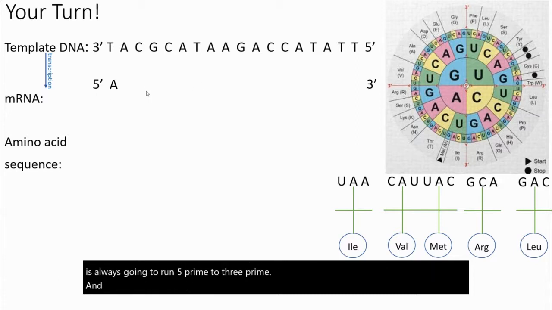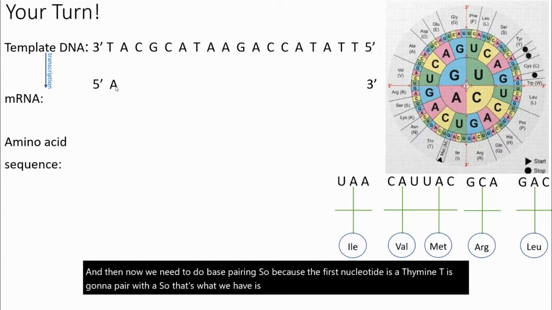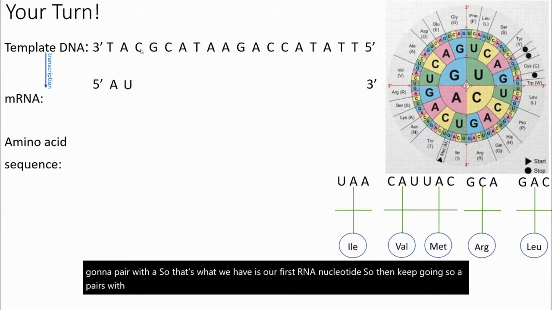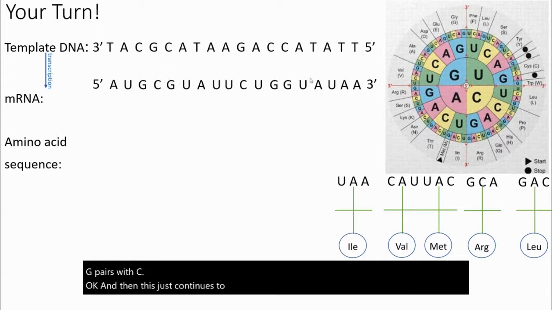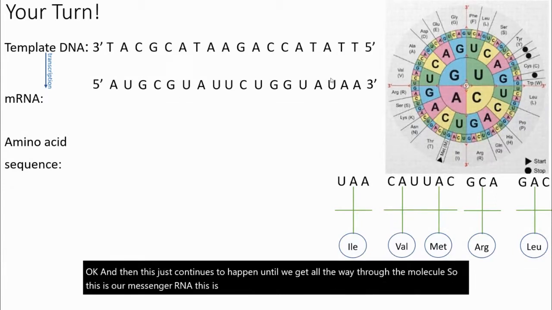And then now we need to do base pairing. Because the first nucleotide is a thymine, T is going to pair with A. So that's what we have as our first RNA nucleotide. Then keep going. So A pairs with U, C pairs with G, G pairs with C, okay? And then this just continues to happen until we get all the way through the molecule. So this is our messenger RNA. This is our transcript. That is what's made at the end of transcription.